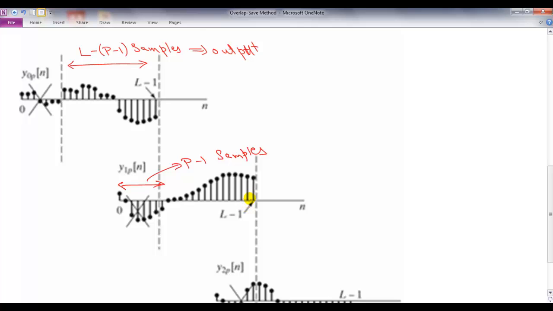So the basic difference between overlap add and overlap save is that in overlap add, you use non-overlapping blocks of input, but your output blocks overlap and you have to add them up to get your answer. In overlap save, you divide your input signal into overlapping blocks, and by doing that, you don't have to add your output blocks. All you have to do is throw away the first P minus 1 samples of your output and output the rest. Then you keep on doing that.